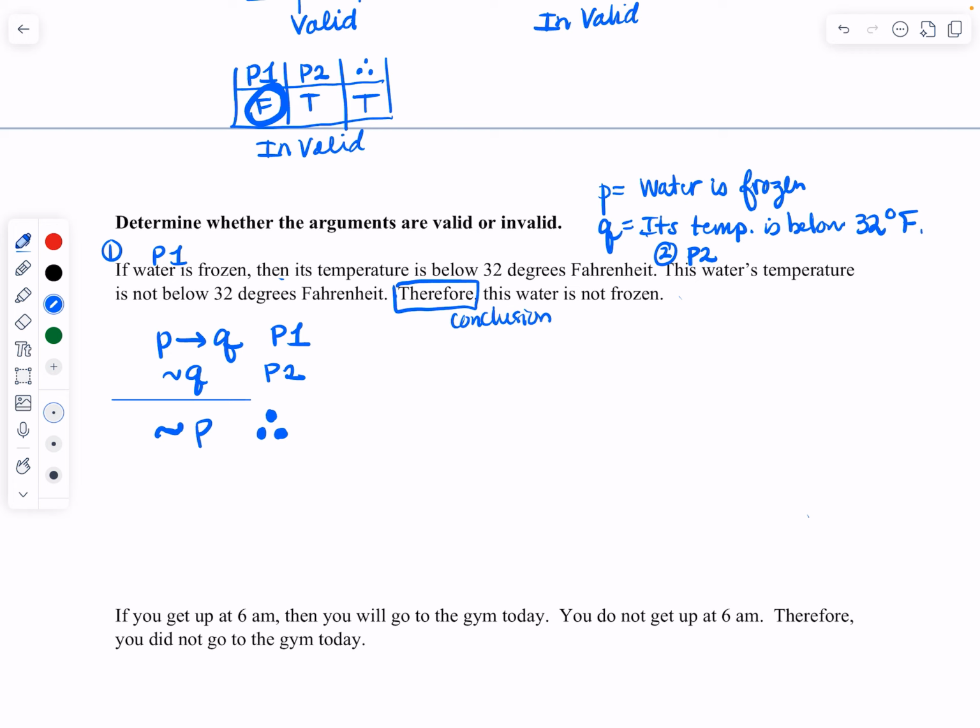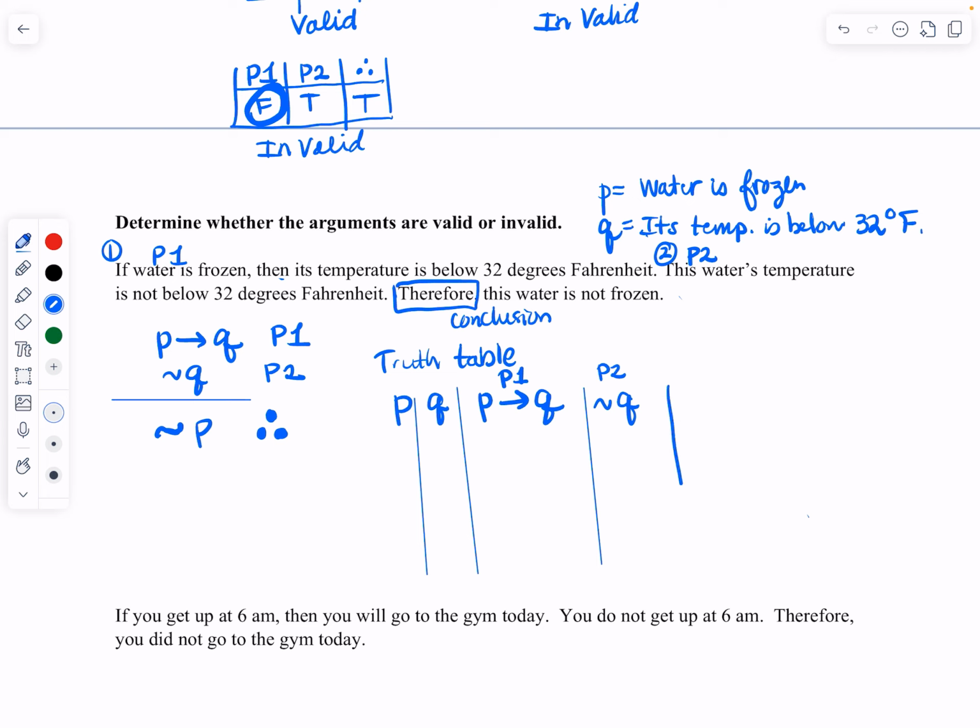Now I have to make a truth table. Okay, so I have 2 things, P and Q. I know I'm going to have 4 rows. And I'm going to write this out. Premise 1, I'm going to put a little note here. Premise 1 is if P then Q. Okay, premise 2 is negation Q. And then my conclusion is negation P.